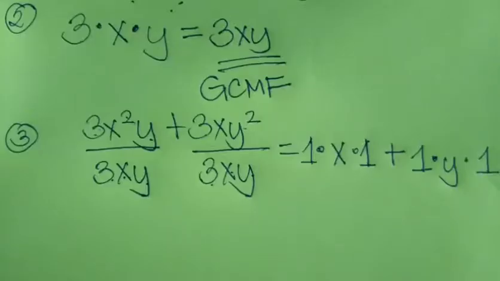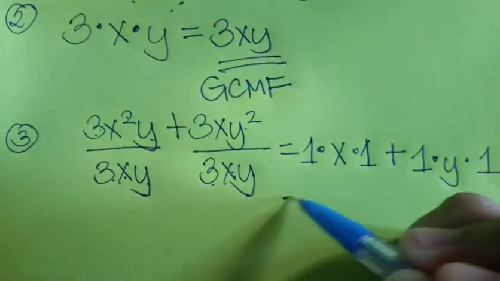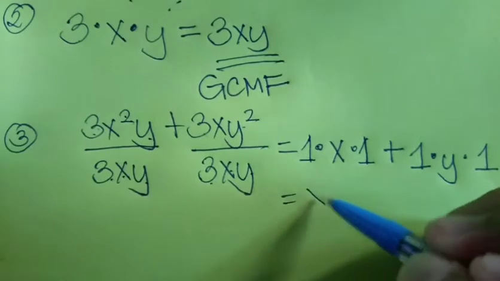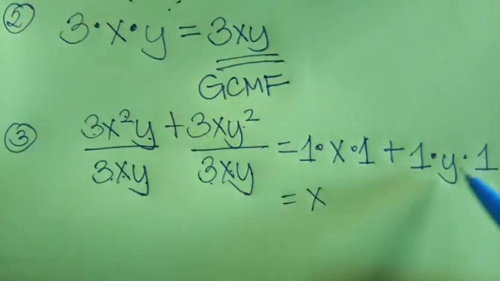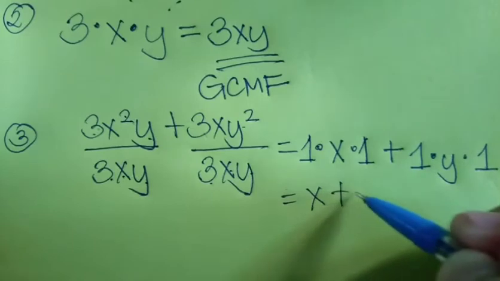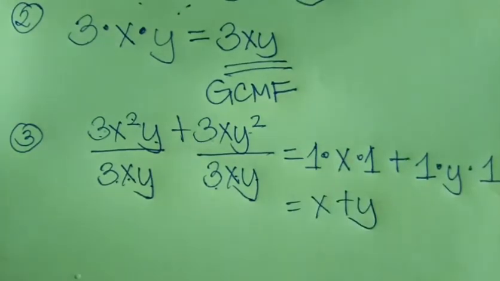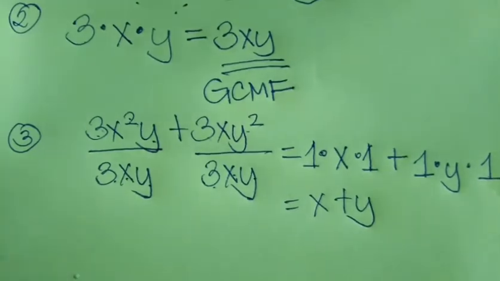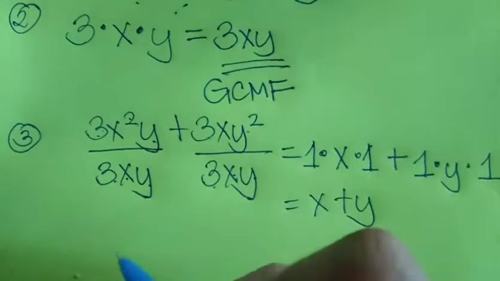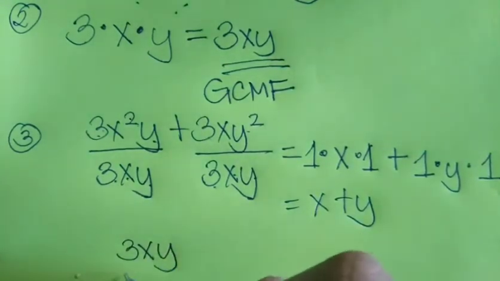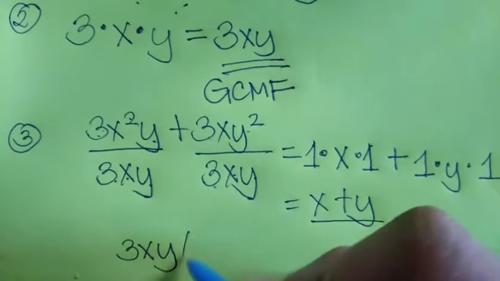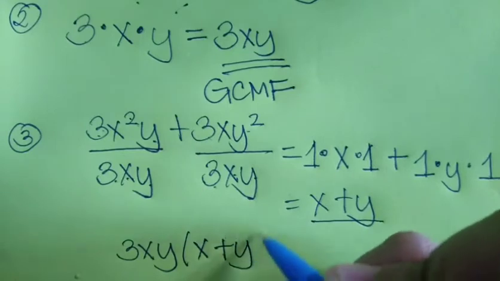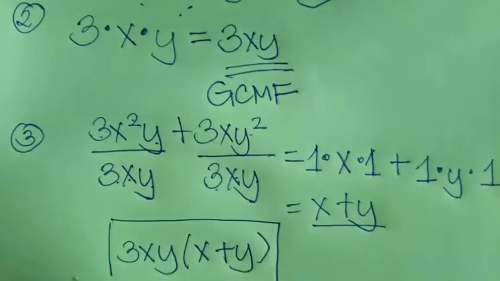We will simplify the quotients that we have obtained for each term. So we have 1 times x times 1 is x. Then 1 times y times 1 is y. So the second factor is x plus y. So the first factor is the GCMF, 3xy. This is the first factor. Then the second factor is x plus y. This is the final answer.